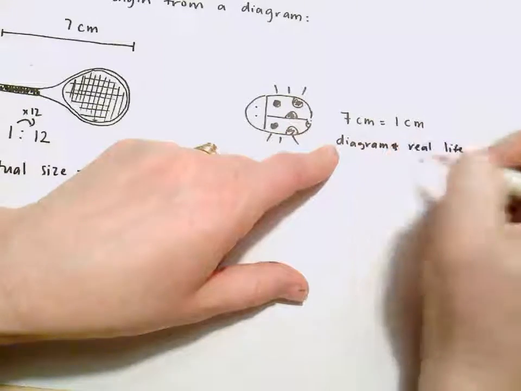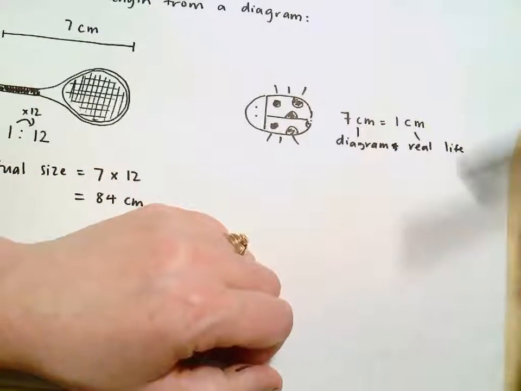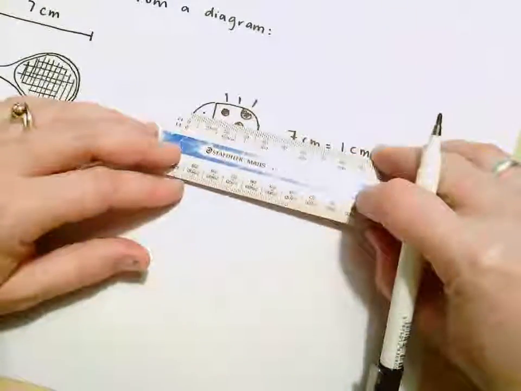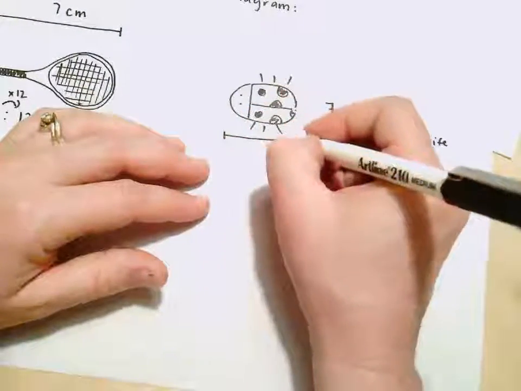Okay, sorry, it shouldn't be diagram equals real life. This is the diagram and this is real life. So again, I'm going to measure it. When I measure it, I can see that it's 3.5 centimetres long in my diagram.